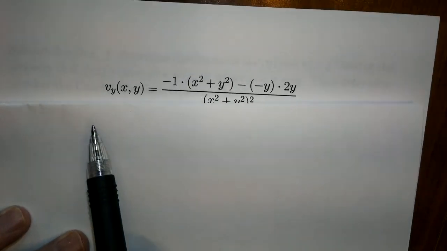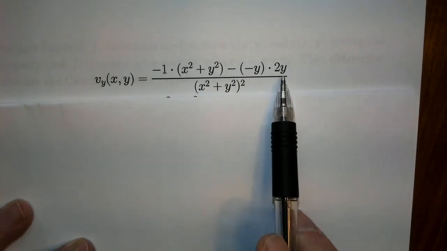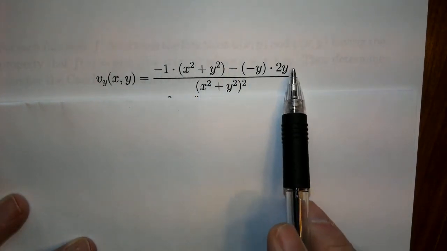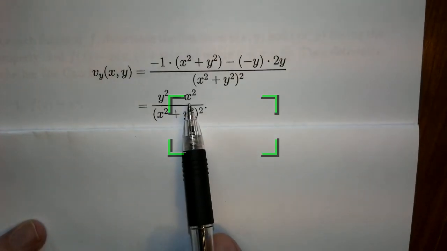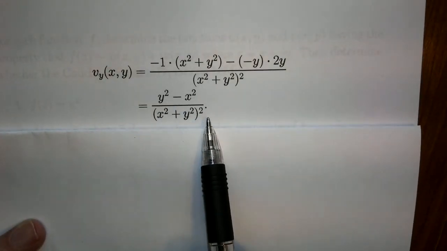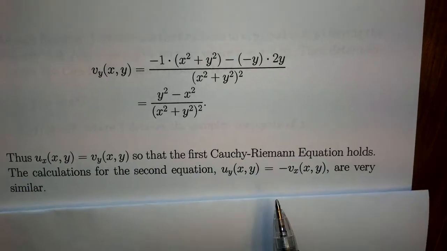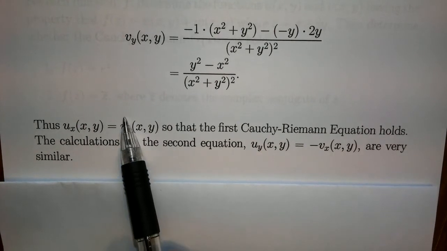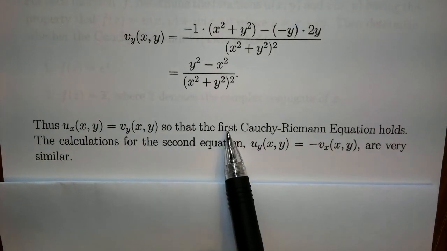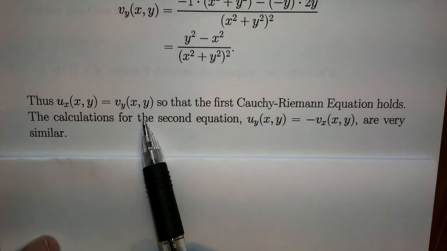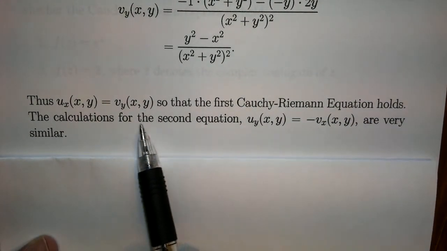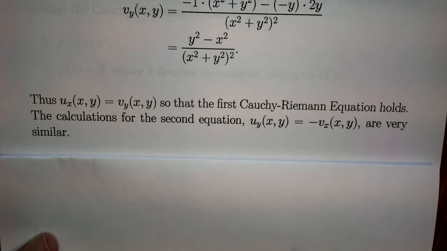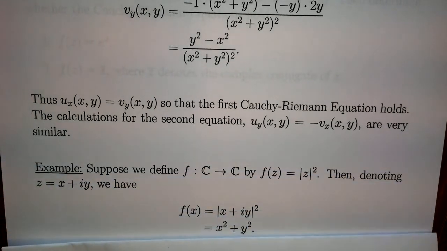Let's do that. Again, we're going to use the quotient rule. The partial of v with respect to y can be written as such. I'm using the quotient rule. If we simplify the numerator, we get y squared minus x squared over x squared plus y squared, quantity squared. So that says the partial of u with respect to x, which we got on the previous page, equals the partial of v with respect to y. So the first Cauchy-Riemann equation holds. And the calculations for the other equation are very similar. And of course, throughout this discussion, we're assuming that z is not the origin.